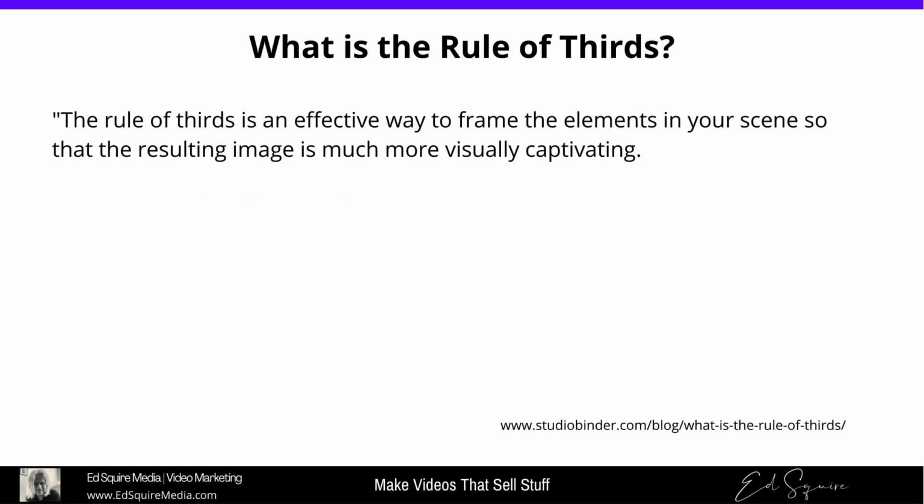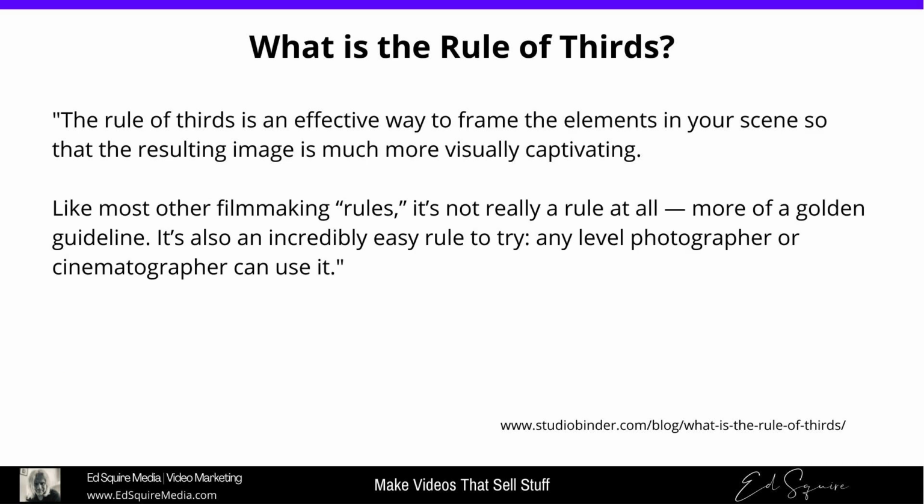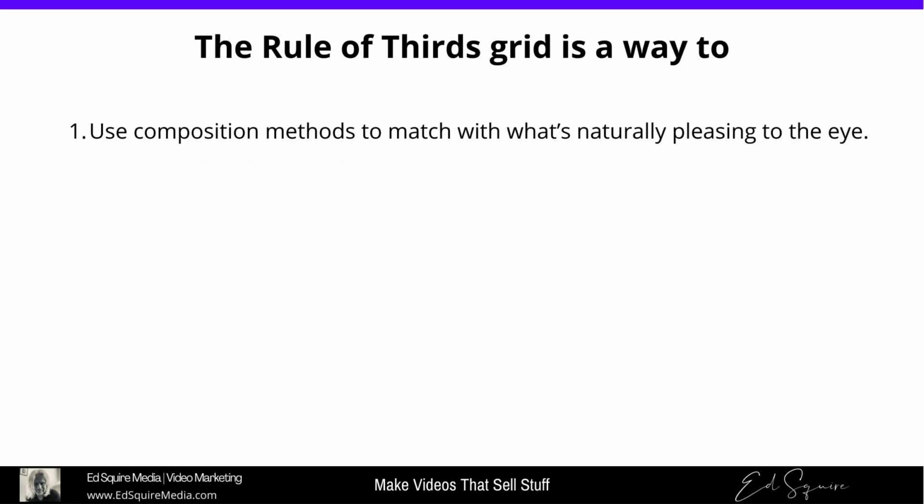So what is the rule of thirds? The rule of thirds, according to the Studio Binder blog, and this is really the same as what many people say, is an effective way to frame the elements in your screen so that the resulting image is more visually captivating. Like most other filmmaking rules, it's not really a rule. It's more of a golden guideline. And it's also an incredibly easy rule to try. Any photographer or cinematographer can use it, or in our case, video marketer can use it. The rule of thirds grid is a way to use composition methods that match with what's naturally pleasing to the eye.